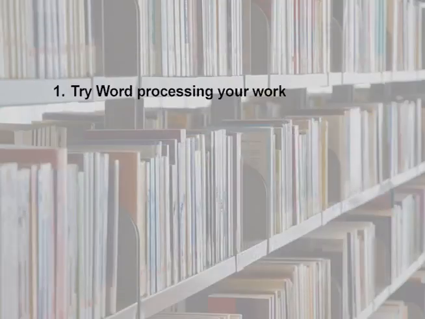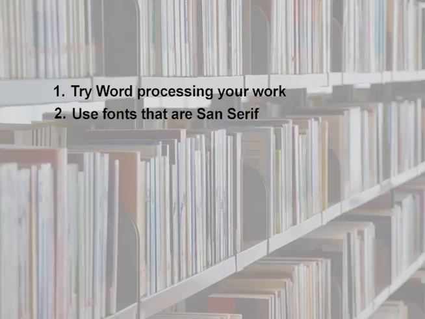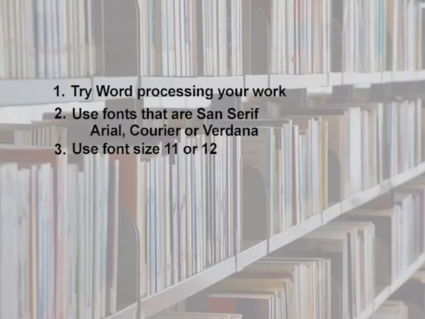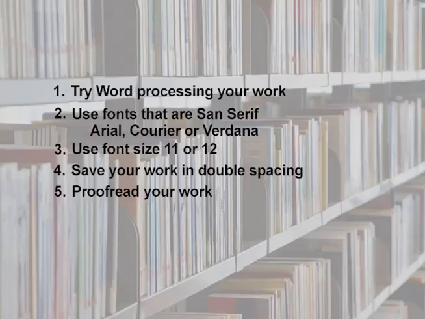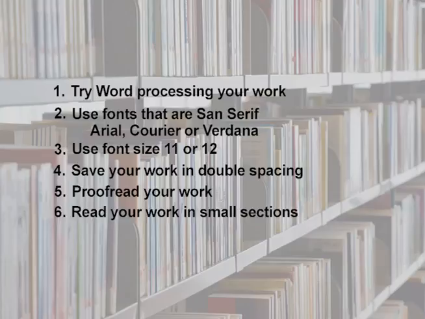Try word processing your work in a font that is either sans serif, such as Arial, Courier or Verdana. These fonts are easy to read. Use font size 11 or 12, as again this makes it easier for you to read. If you save your work in double spacing, this helps you pick up mistakes. This stage of editing or proofreading is vital, as this helps you pick up extra marks as you notice small errors. Read your work in small sections, as your eyes become tired and you may find you're missing or repeating words.